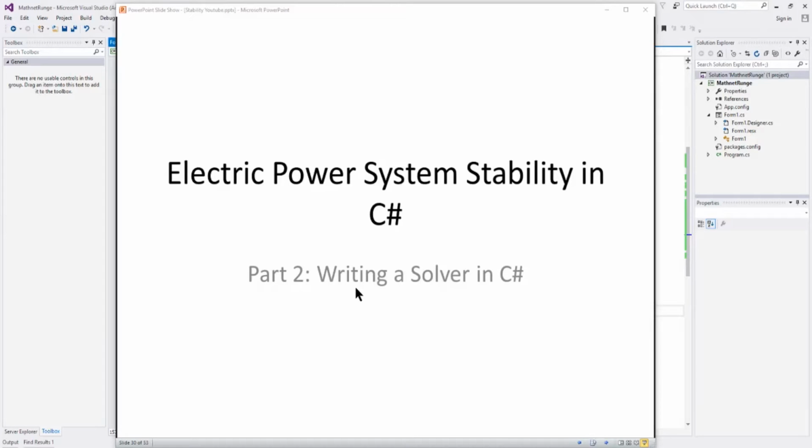Okay, this video is part 2 in a series on electric power system stability, and we're going to be writing an application that simulates the response of an electric system generator to disturbances in the power grid. And we're going to be writing a solution method to solve some of the differential equations in C#, and we're going to be using some numerical analysis methods such as Euler's method, Modified Euler's method, and also the Runge-Kutta method.